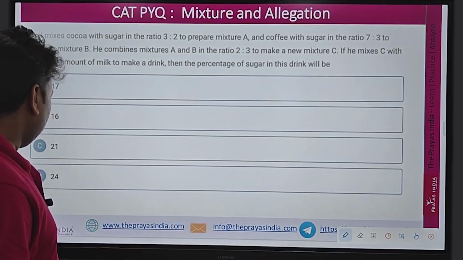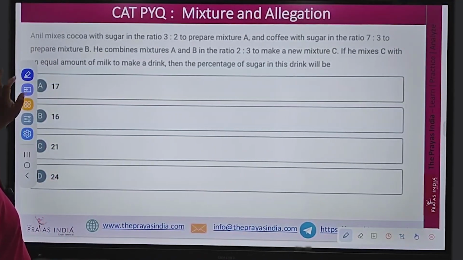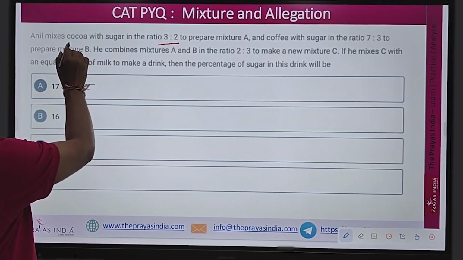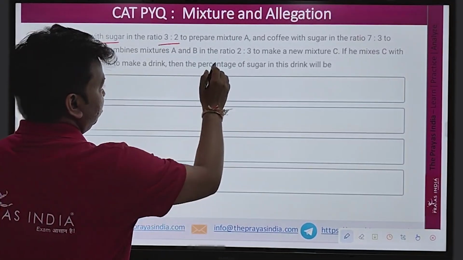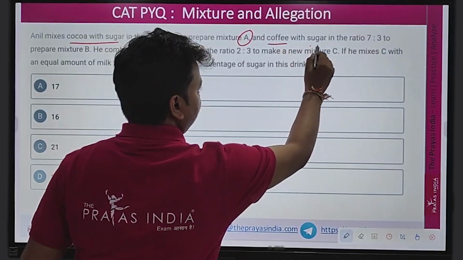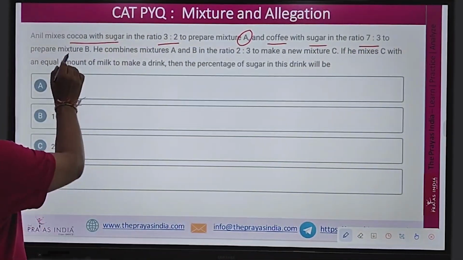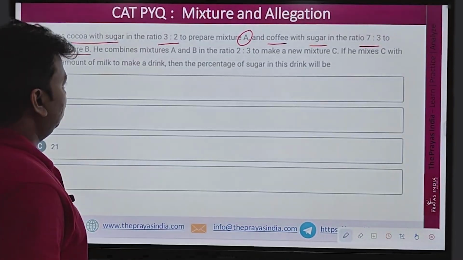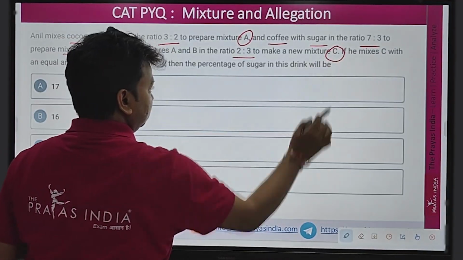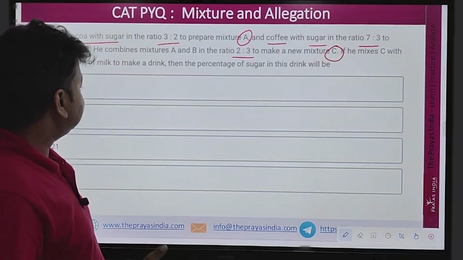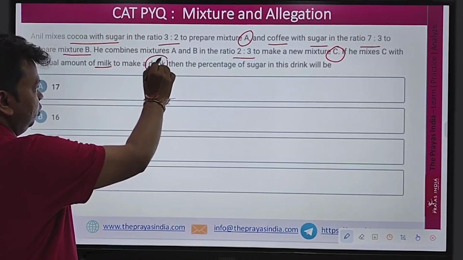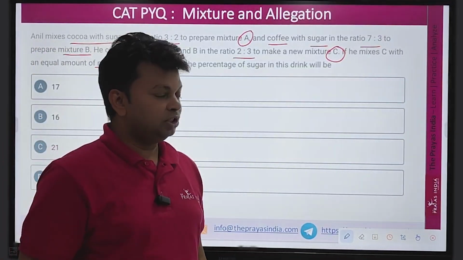So the question is, Anil mixes coca with sugar in the ratio 3:2. So the ratio is of coca and sugar, and prepares mixer A. And coffee with sugar in the ratio 7:3 to prepare mixer B. He combines mixers A and B in the ratio 2:3 to make a mixer C. So if he mixes C with an equal amount of milk, making a drink, then the percentage of sugar in this drink will be.